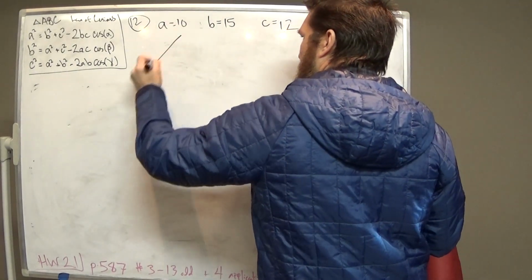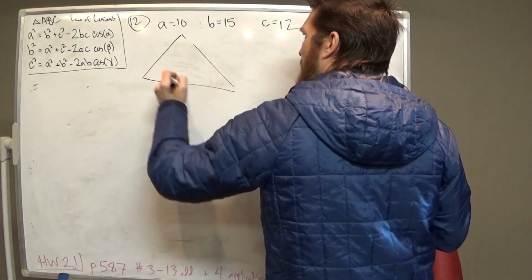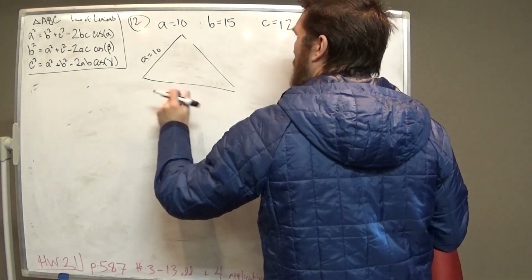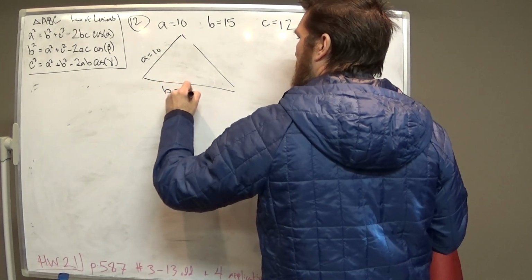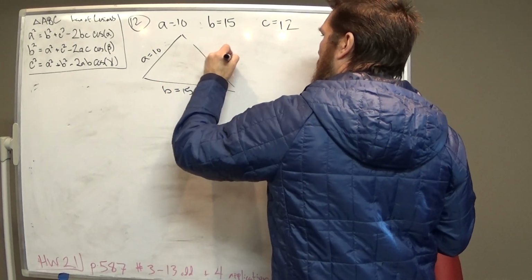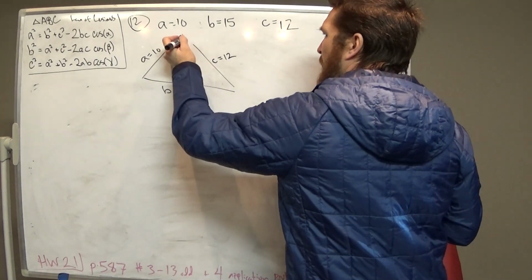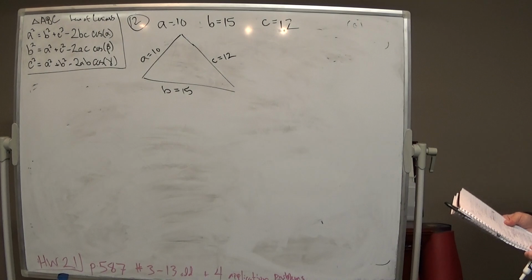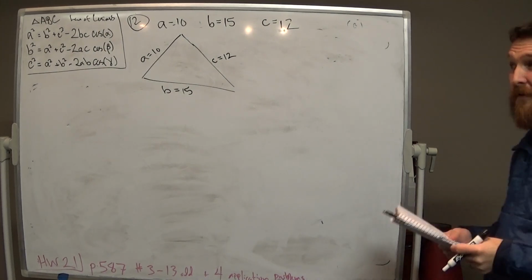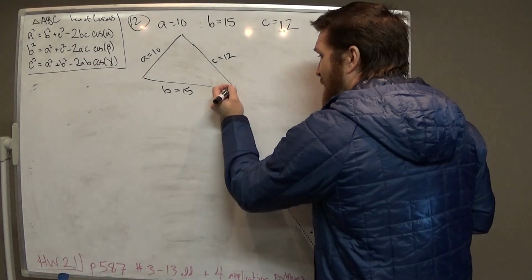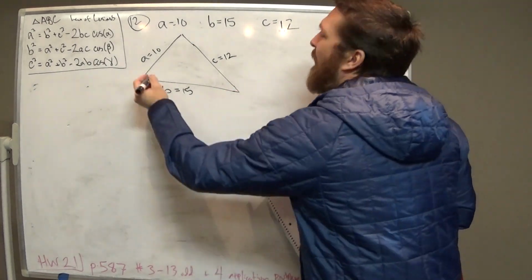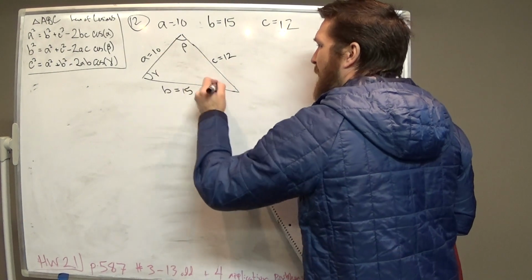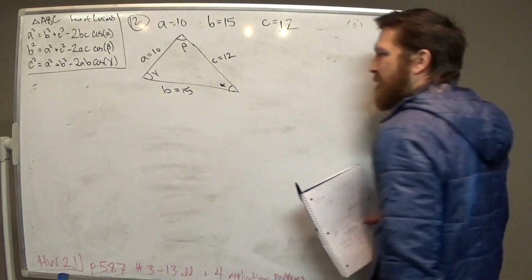And I'm going to draw this out because it'll make my life easier if I do. We'll make this A equals 10. This one looks longer, so we'll make this B equals 15. This one's C equals 12. And now, what do we do? Law of cosines. Okay, actually, let's do this. So this one's gamma, this one's beta, and this one's alpha.